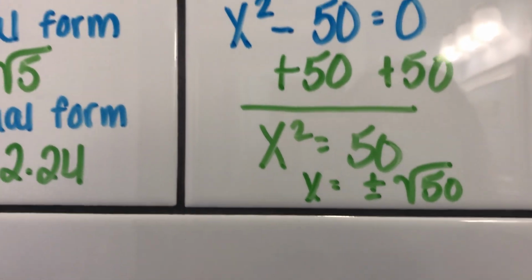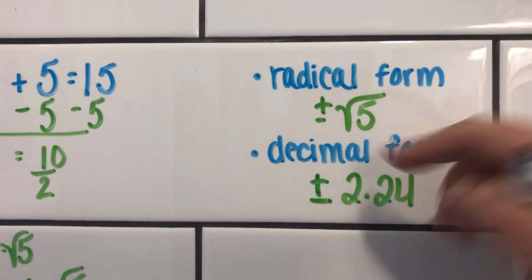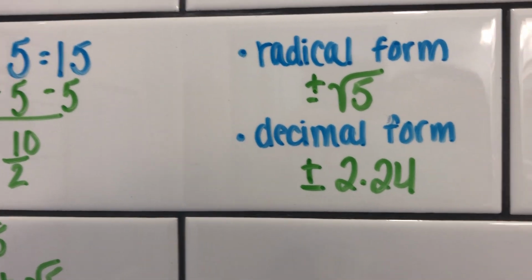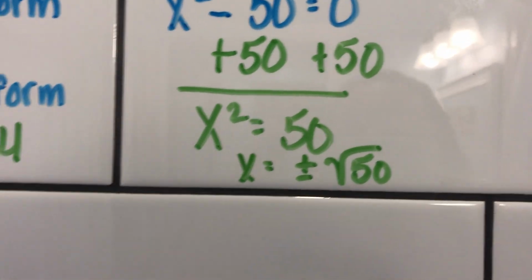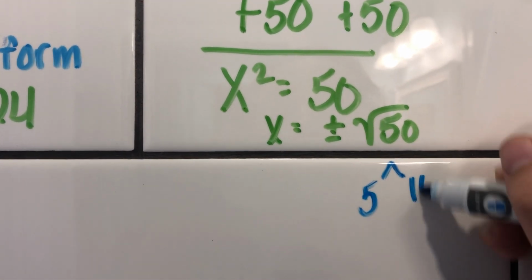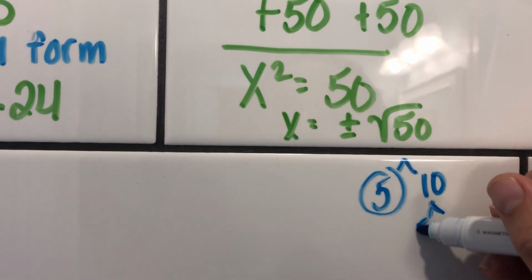If I need to give simplified radical form, I did not need to do anything over here because the square root of 5 is already simplified. I can't break that down anymore in a factor tree. It's prime. So over here, I actually can break this down. I know that 50 can break into 5 and 10. 5 is prime, I circle. 10 can break down to 5 and 2.